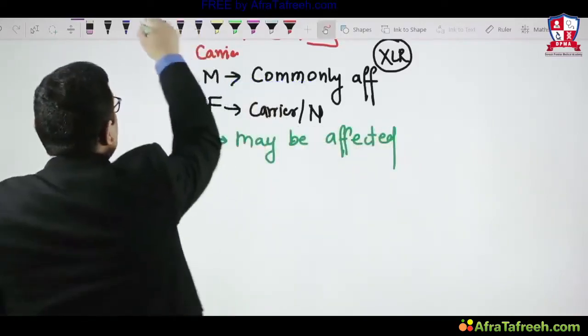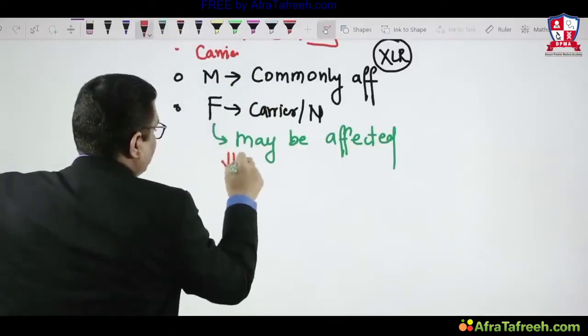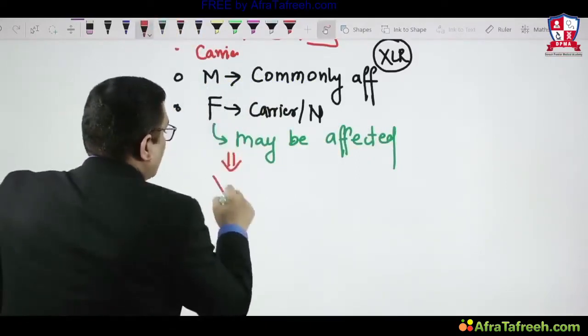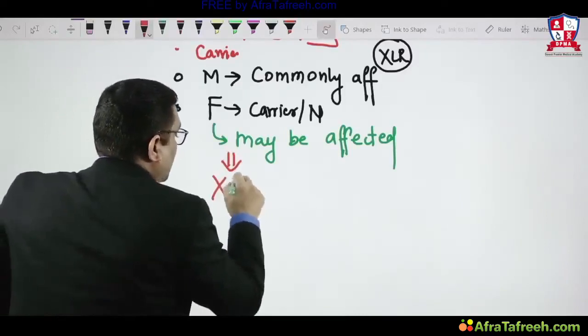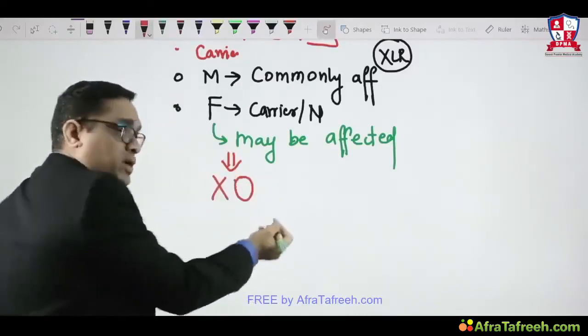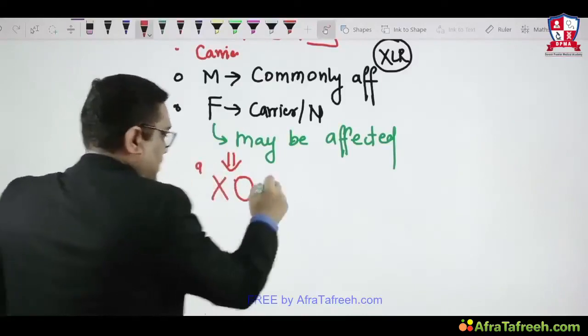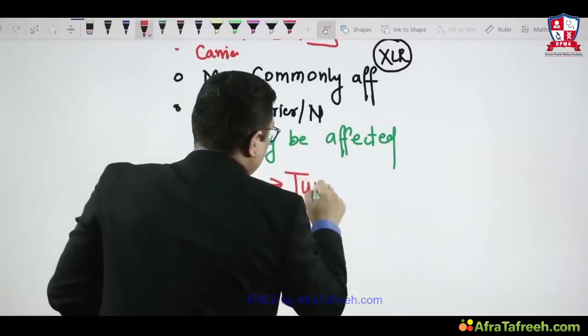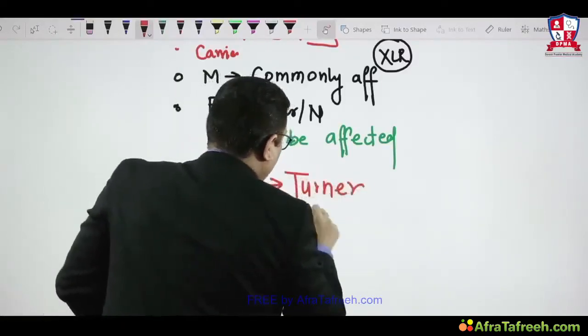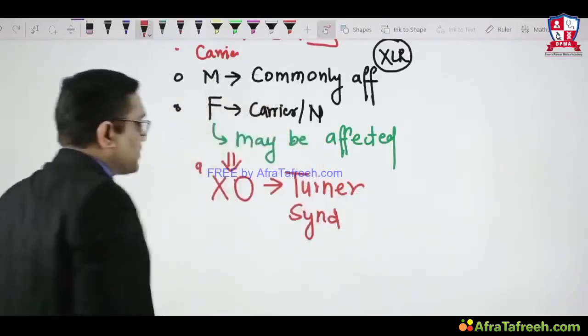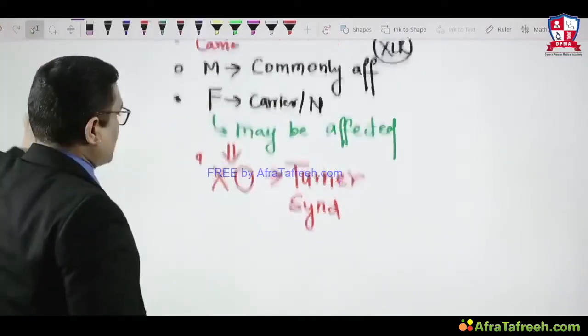So what are those special conditions? Females may be affected when you are seeing Turner syndrome. See, this is Turner syndrome. There is only one X chromosome and that one X is affected. So this is one exception. Keep that in mind. In Turner syndrome, females may be affected.